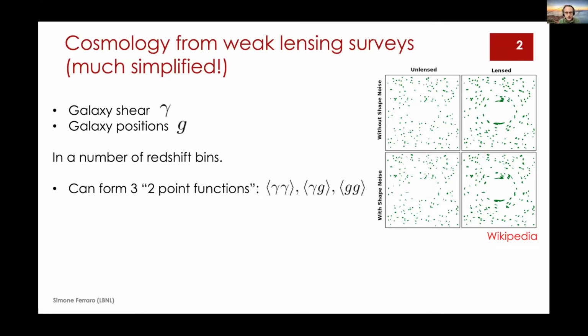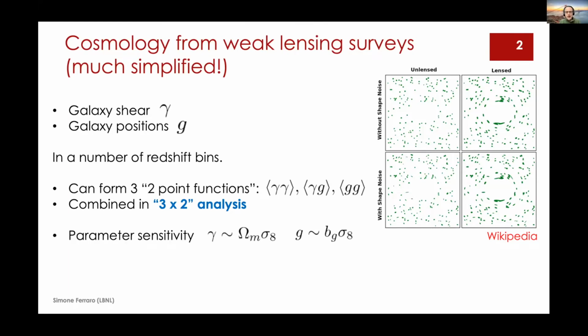Then for each bin, you can form three 2-point functions: the autocorrelation of shear, usually known as cosmic shear; the cross correlation between shear and galaxies, usually called galaxy-galaxy lensing; and the autocorrelation of the galaxies, or galaxy clustering. They're usually combined in what you'll hear called the 3x2 analysis. It really means three 2-point functions, as mentioned above.